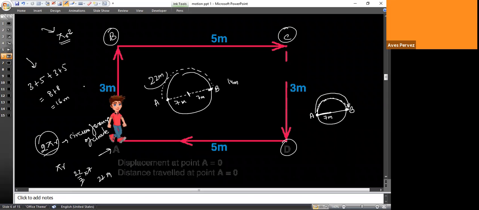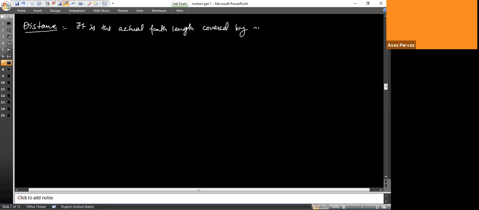Okay, these are simple questions that arise from this, but actually we need to study it, so let's write the definition first, and then we will move to the next topic. What is distance and displacement? Distance is the actual path length covered by an object.